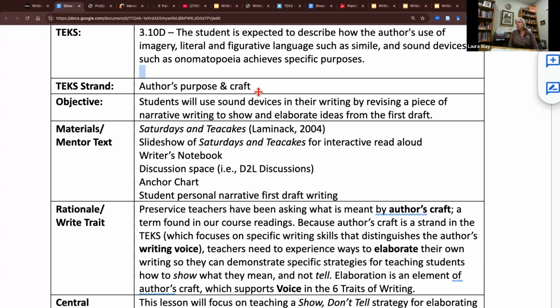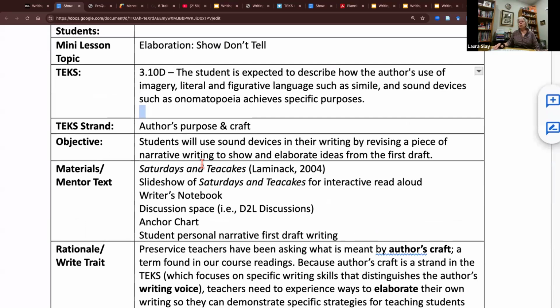What's your learning objective? Students will use sound devices in their writing by revising a piece of narrative writing to show and elaborate ideas from the first draft. That's what I asked you to do. You wrote a short paragraph. I didn't ask you to write a long narrative, but I did ask you to use in the revision process, after you wrote your stories of that memorable person or incident, based on the story that was inspired from Saturdays and Tea Cakes, I asked you to go back and to revise for the sound devices.